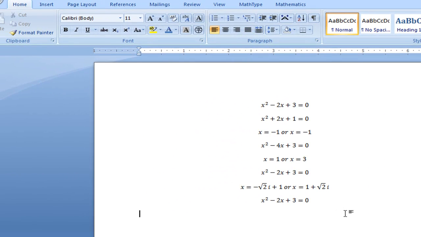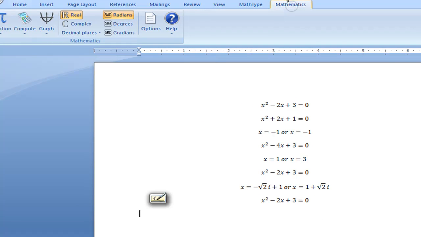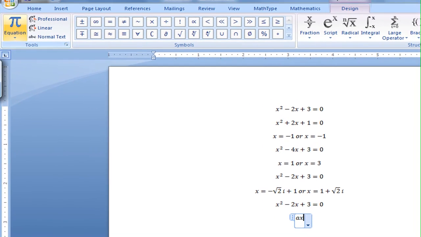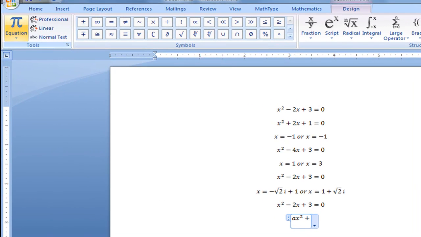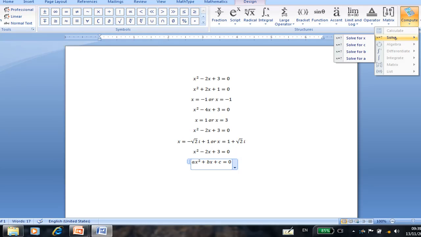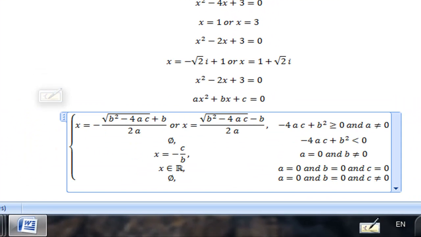What a surprise will be, let me enter the equation in symbolic way. That means ax squared plus bx plus c equal to 0. And now I want to solve it. Compute, solve. And then they ask you whether you solve for a, b, c, or x. Now I'm going to solve for x. So solve for x, we see that, oh, there will be different situations.